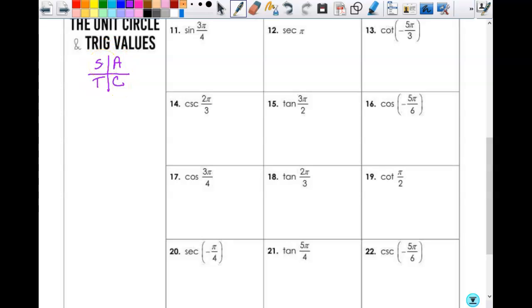3 pi 4ths, what quadrant are we in? Second. Is sine positive or negative in the second quadrant? Positive. What's the sine of pi 4ths? There you go. Secant. What is secant the reciprocal of? Cosine. Yes. Okay, it's cosine, so it's what? Cosine of pi is what? -1. What's the reciprocal of -1? -1.